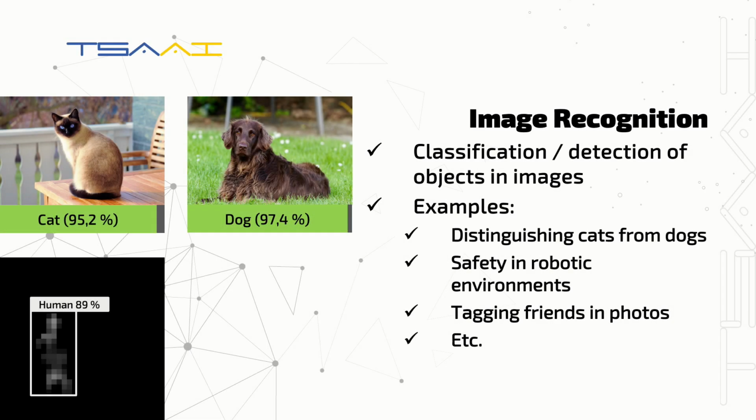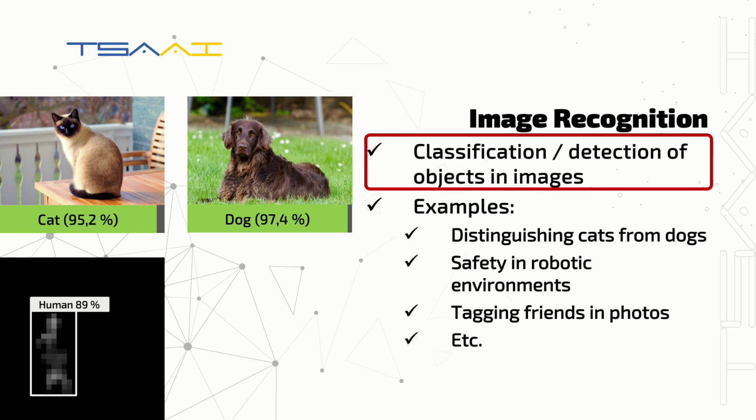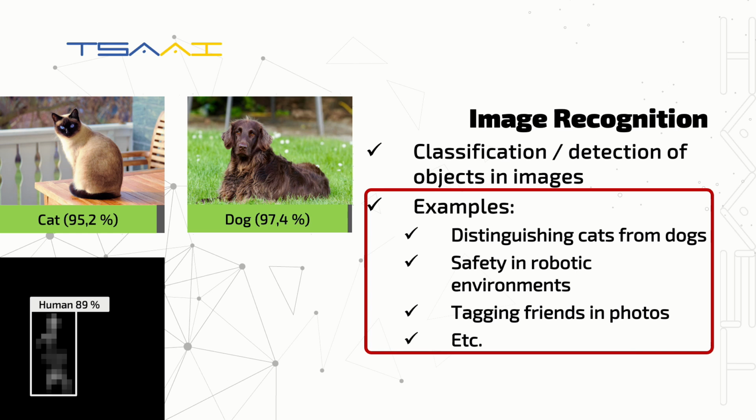Image recognition tasks involve classifying objects within images. Whether it's distinguishing between cats and dogs or ensuring safety in robotic environments, the applications are vast. Even tasks like tagging friends in photos benefit from this technology.